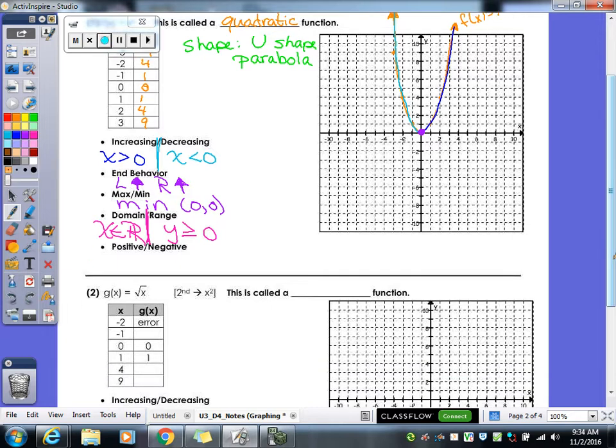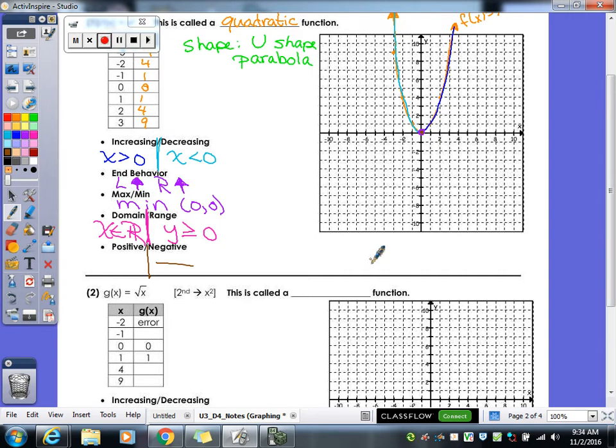And then positive, negative. Remember again, positive is above your x-axis. Negative is below the x-axis. Is our graph ever negative? No. So negative is a little line. It's never negative. Now here's the one thing I didn't get into just yet with positive. The whole thing is positive except for right here, because 0 is what? 0 is neutral. 0 is neither positive or negative.